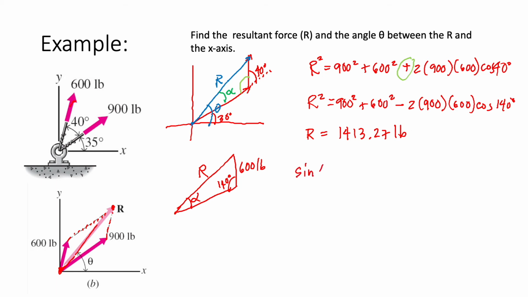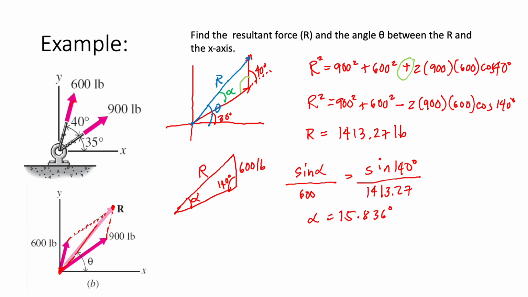So sine alpha divided by the side opposite it, which is 600, is equal to sine of 140 degrees divided by the magnitude of r, which is opposite the angle 140, which is 1413.27. So that gives us a value of alpha, which is equal to 15.836 degrees.